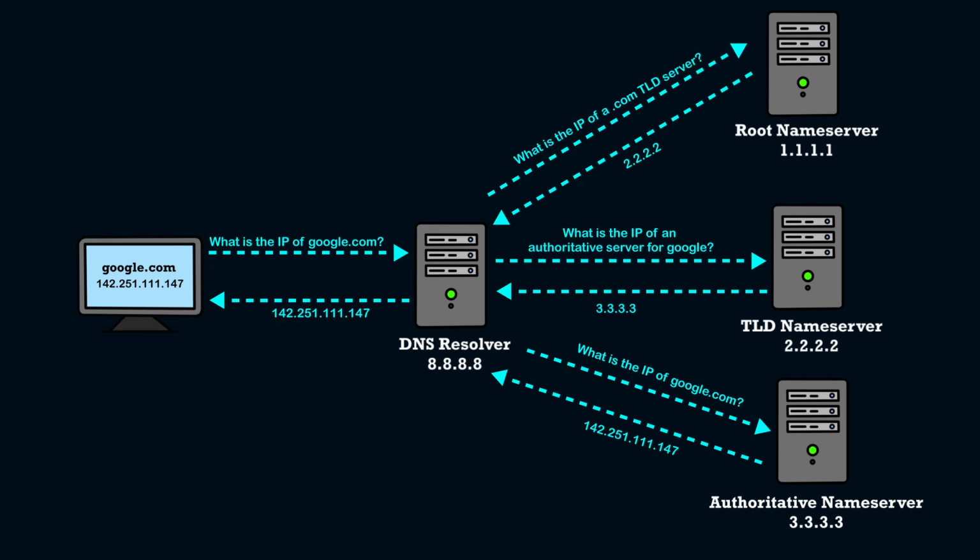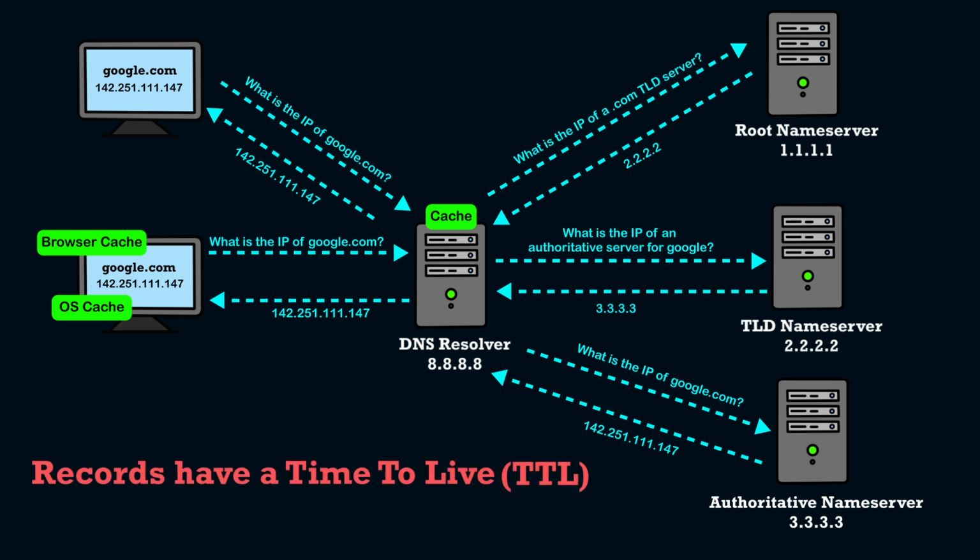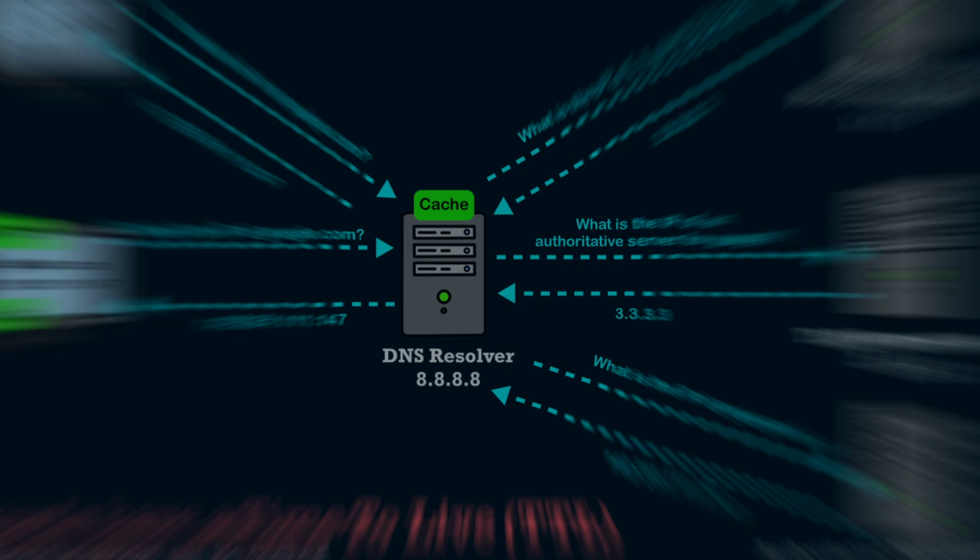All of this happens in the blink of an eye, but we can reduce the number of queries by caching this record, and this would commonly be cached by our browser, operating system, and DNS resolver, so that when we, or another computer, requests the IP address for the same domain, the response can be even quicker without completing the full chain of queries. An important thing to note is that these cached records will have a time to live, or TTL, which instructs the computer or server how long it can cache that record before it has to perform the full chain of queries again.